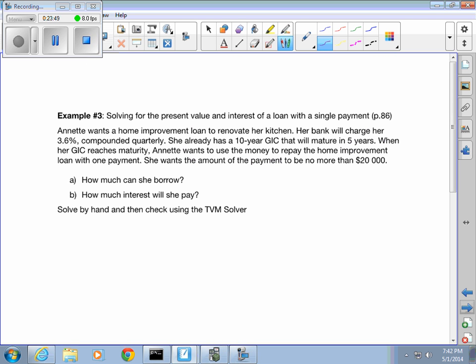Okay. Annette wants a home improvement loan to renovate her kitchen. Her bank will charge her 3.6% compounded quarterly. She already has a 10-year GIC that will mature in 5 years. When her GIC reaches maturity, she wants to use the money to repay the home improvement loan with one payment. She wants the amount of the payment to be no more than $20,000.